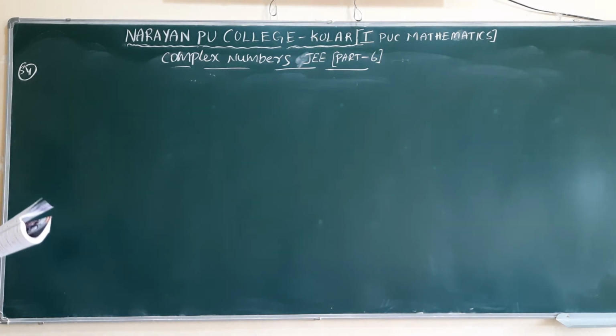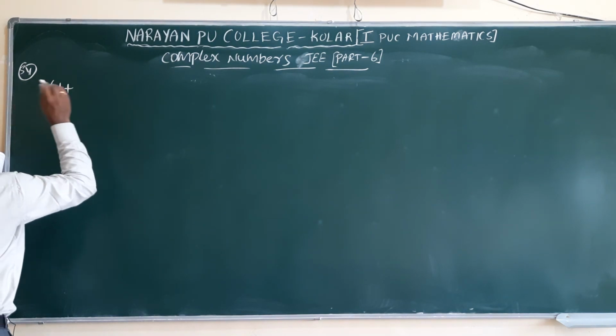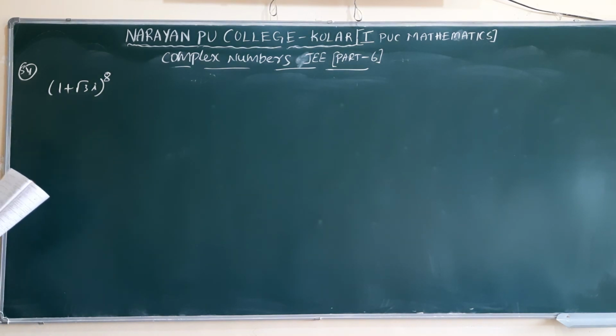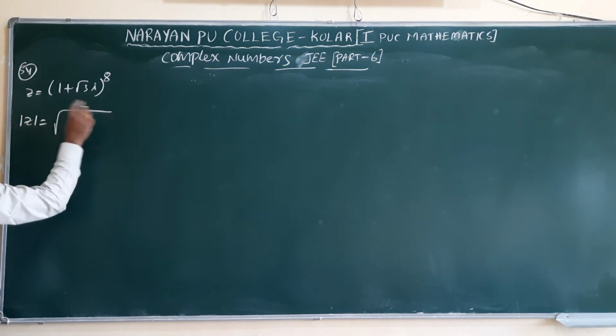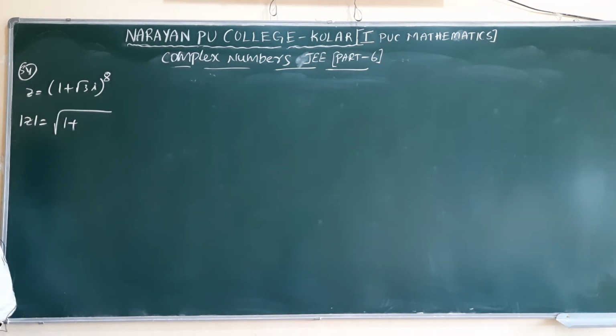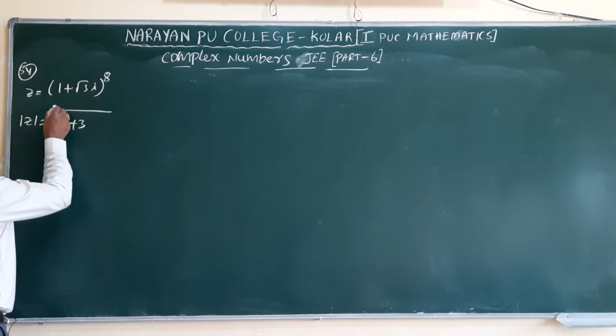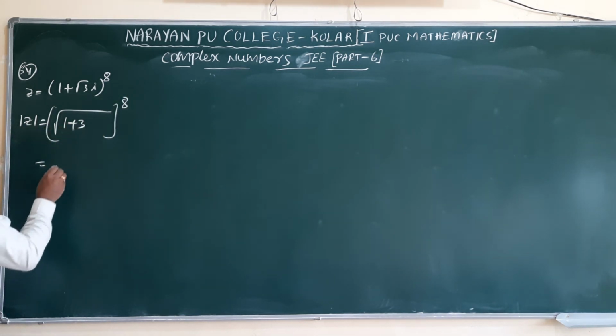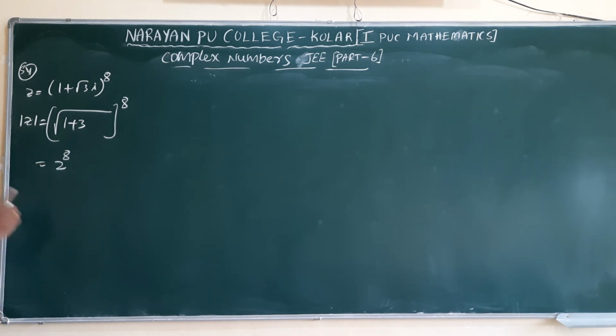Next question, question number 54. The modulus and amplitude of (1 plus root 3 i) whole power 8 are respectively. Here we have to find the modulus and amplitude of this. Amplitude is nothing but the argument. Now z is equal to this, so modulus of z is the square root of 1 plus square root of 3 whole square. The square root gets cancelled, remaining 3, whole power 8. Now 1 plus 3 is 4, square root of 4 is 2, so we get 2 power 8 as the modulus.